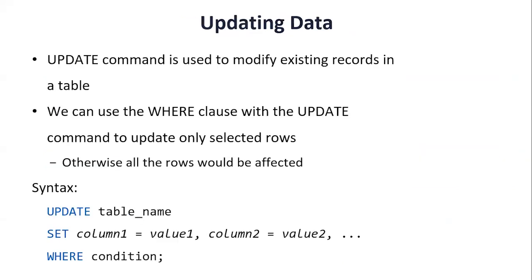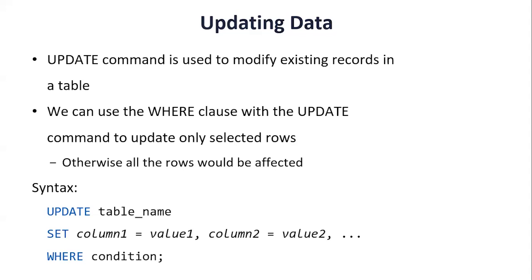Now let's see how we can update existing data. For that we have another keyword called update. So the syntax would be update the table name, and then we have another keyword called set, followed by the columns and the values. So we write it as update table name, set column 1 to whatever the value, comma column 2 equals another value, and so on.